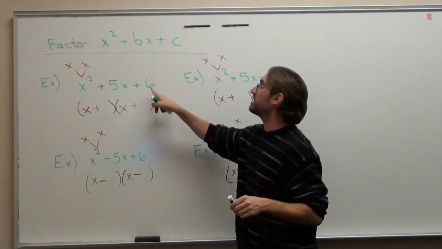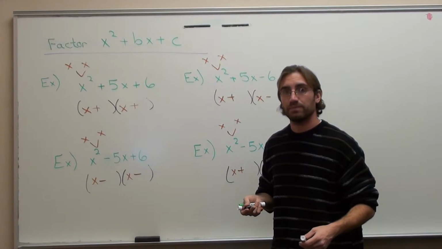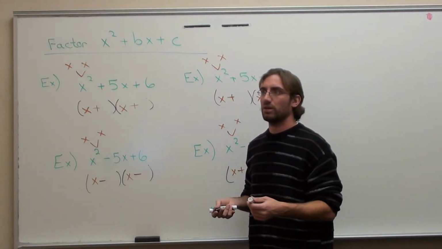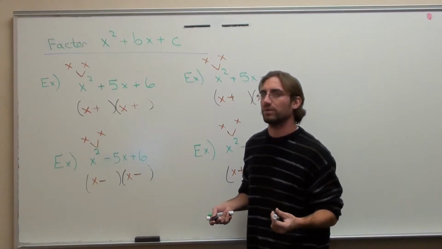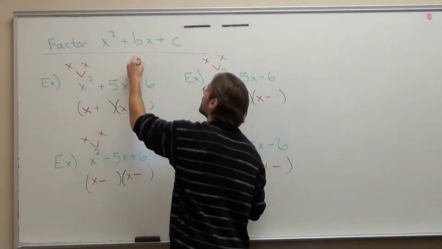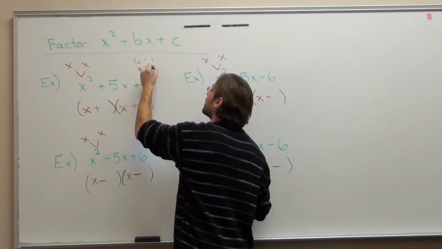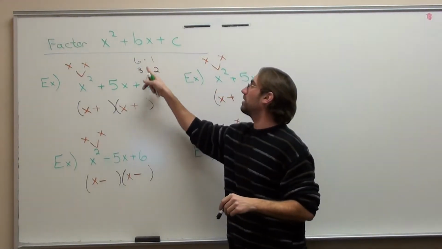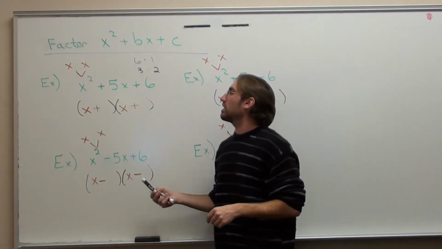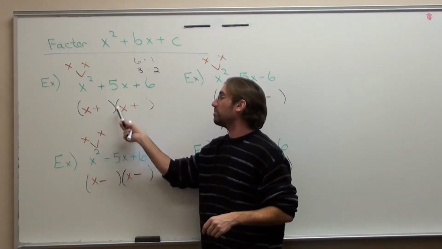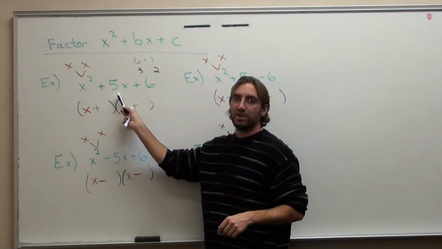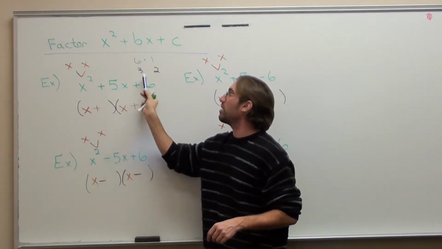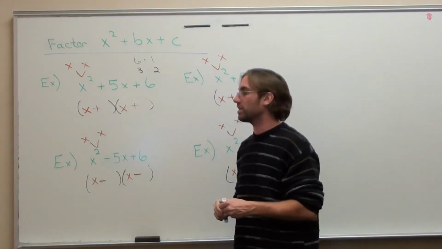Now here's the next part of what we have to do. I have to figure out what times what equals 6. Well, 6 and 1. Good. What else works? 3 and 2. Here's what I do. I have to pick if it's 6 and 1 or 3 and 2. Now, it's got to be a number plus another number that equals 5. 6 plus 1 will equal 7. I want 5, so I'm going to use 3 and 2. Those are the numbers that work.